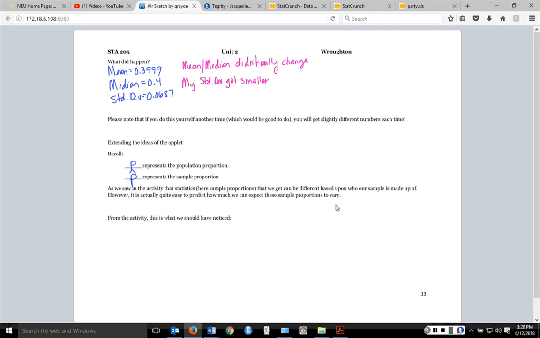So what should we have noticed from our activity, this applet here? So as we took a larger sample, and by that I mean we started by taking samples of 10 beads, then we took samples of 20 beads, then we took samples of 50 beads, right? So we changed the sample and got it larger each time. We should have seen that the mean and median didn't really change. Our standard deviation got smaller.